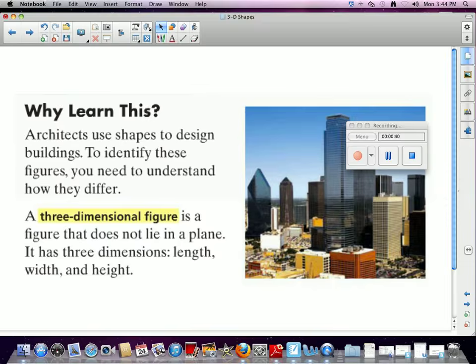So why do we learn this? Architects use shapes to design buildings. To identify these figures, you need to understand how they differ. A three-dimensional figure is a figure that does not lie on one flat plane. It has three dimensions: length, width, and height. You guys are lucky enough to be seeing this more and more with 3D TVs, 3D movies, things like that.